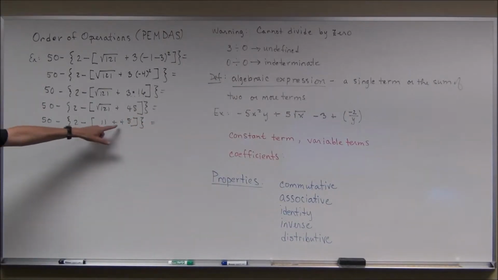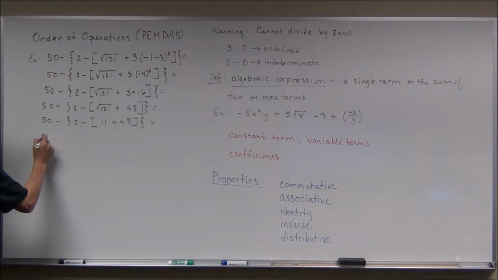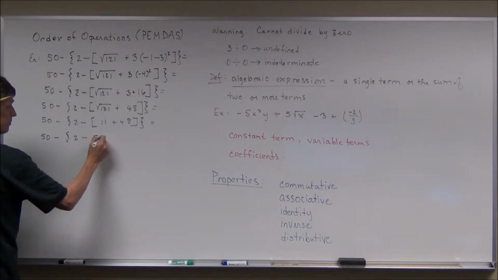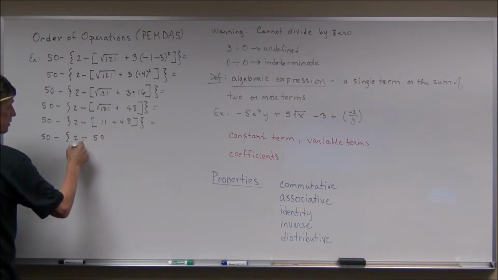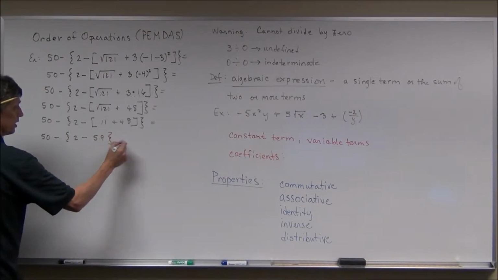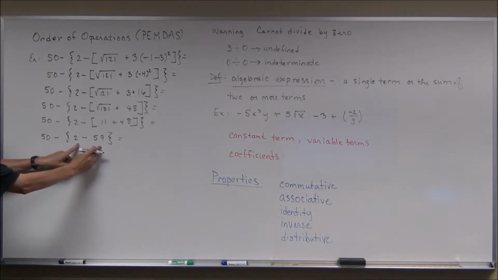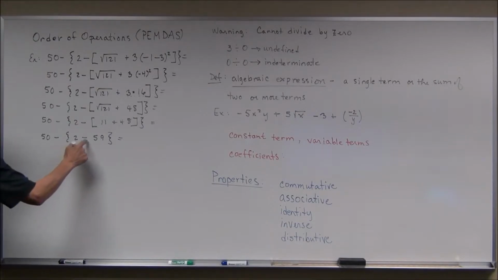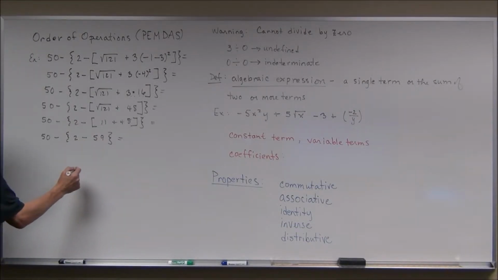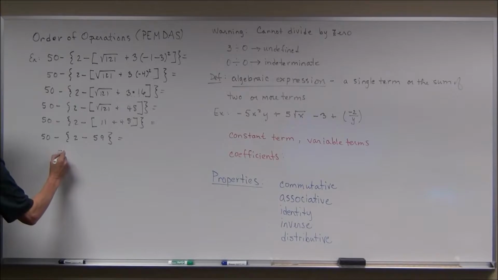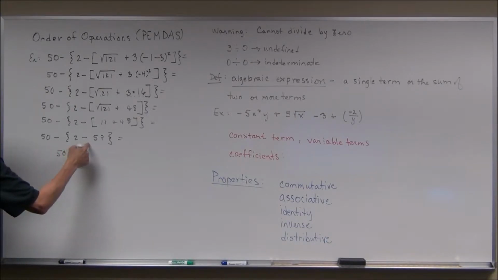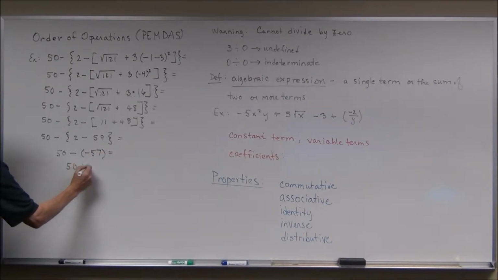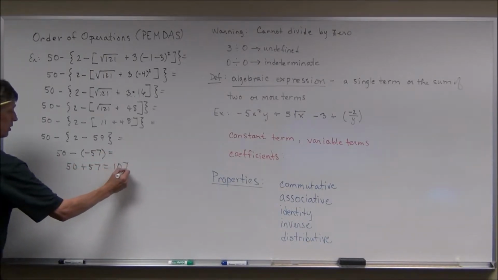Now, I'm going to do the stuff inside the brackets next. 59. I drop the brackets, minus, careful now with your signs. And of course, now I'm going to do the subtraction that's inside the braces here. 2 minus 59, same as 2 plus -59. So this is going to be 50 minus, this is going to be a -57. And of course that's 50 plus a positive 57, or 107.